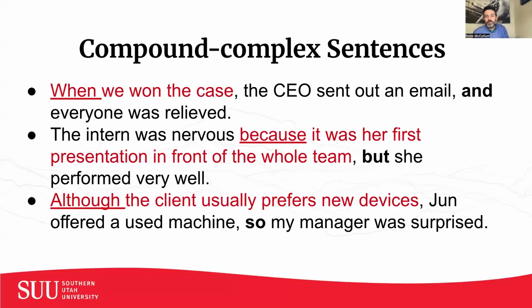So with our first example, we start with the dependent clause, when we won the case. And then we have the first independent clause, the CEO sent out an email, and, coordinating conjunction, everyone was relieved. In the next example, we start with an independent clause. The intern was nervous. And then we have our dependent clause. We know we're making the shift because we see that subordinating conjunction there. It's signaling we're moving to a new clause, because it was her first presentation in front of the whole team. And then we've got a signal now that we're moving to another independent clause with the comma and with our coordinating conjunction, but she performed very well.